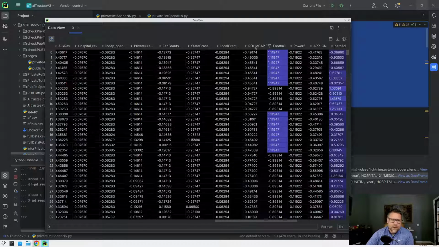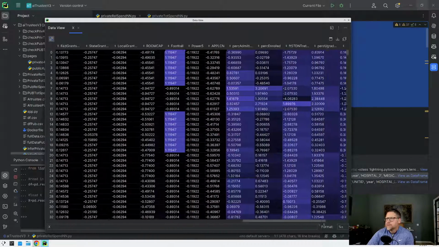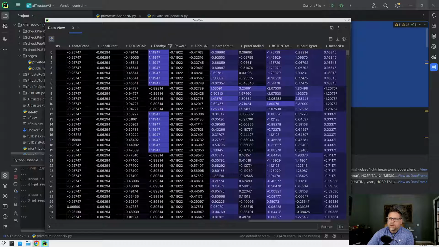How big their room capacity is. They have a lot of dorms or not. Are they a residential kind of campus? Do they have big-time football? Do they have football? Are they in a Power 5 conference? Do they get a lot of applications?